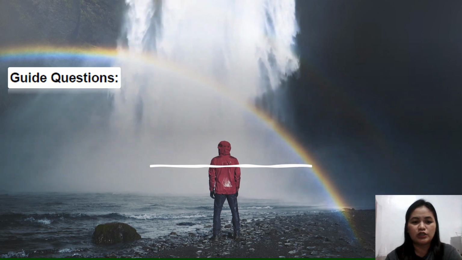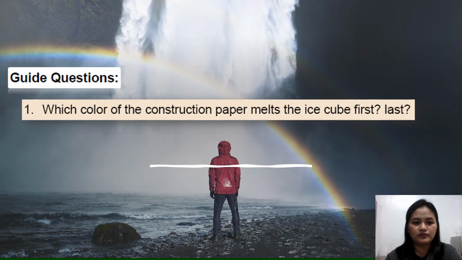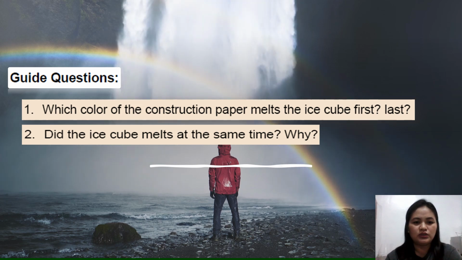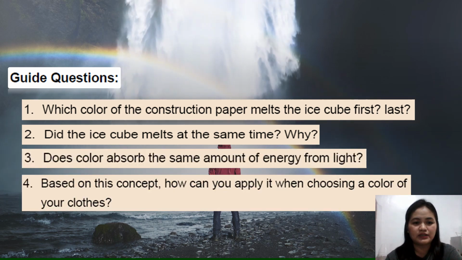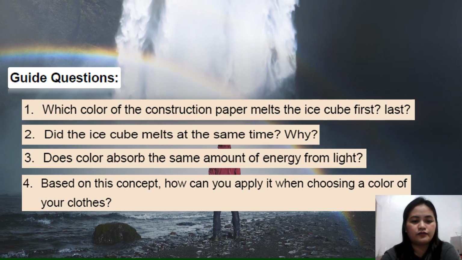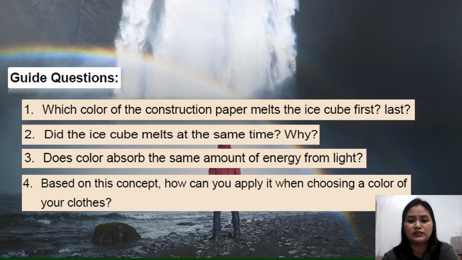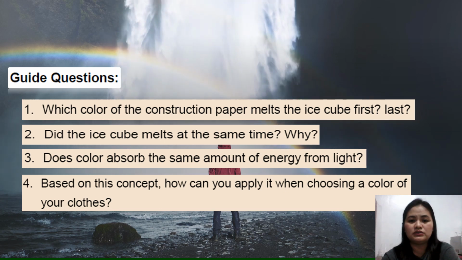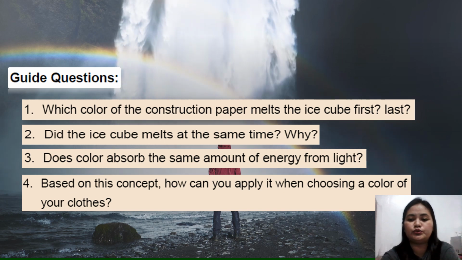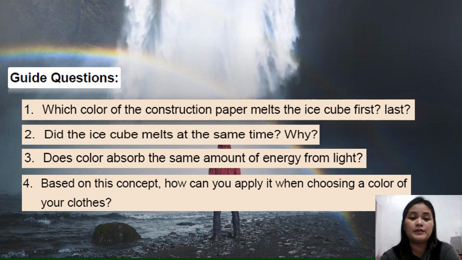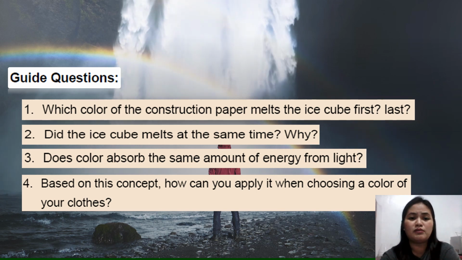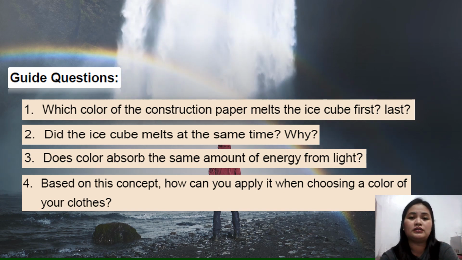How many guide questions are given? Number 1, number 2, number 3, number 4. First question, which color of the construction paper melts the ice cube first? So, dalawa yung sagot mo sa number 1. First color to melt, and then last color to melt. You refer to your table. So, dumepende ka ngayon dun sa mga data mo doon sa table mo.